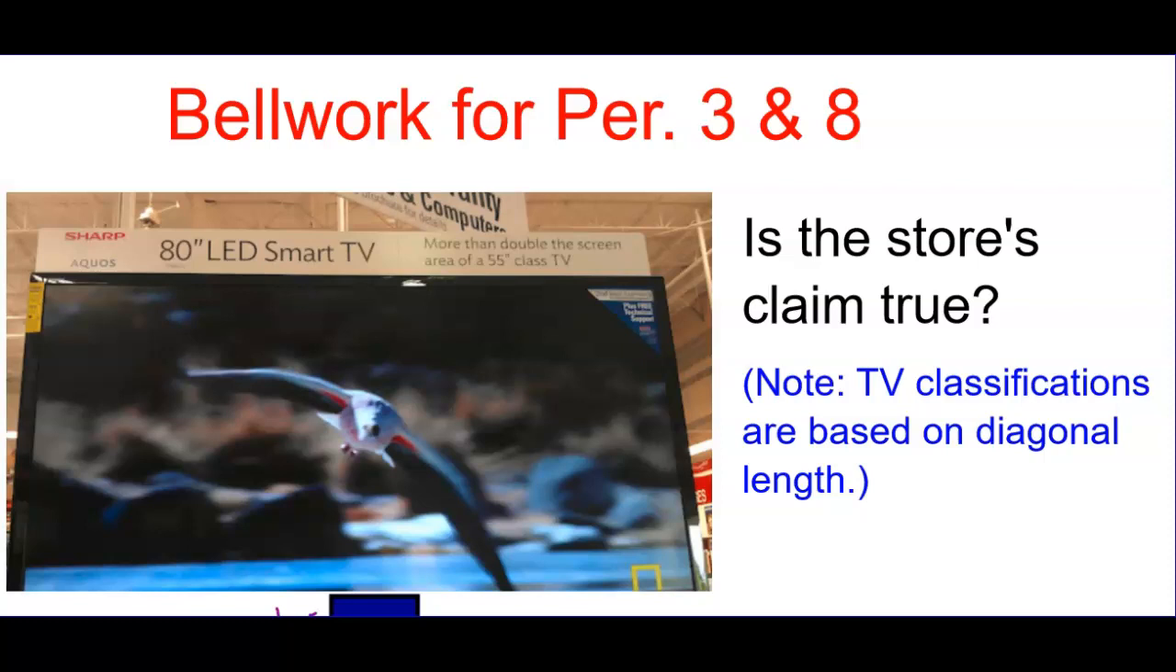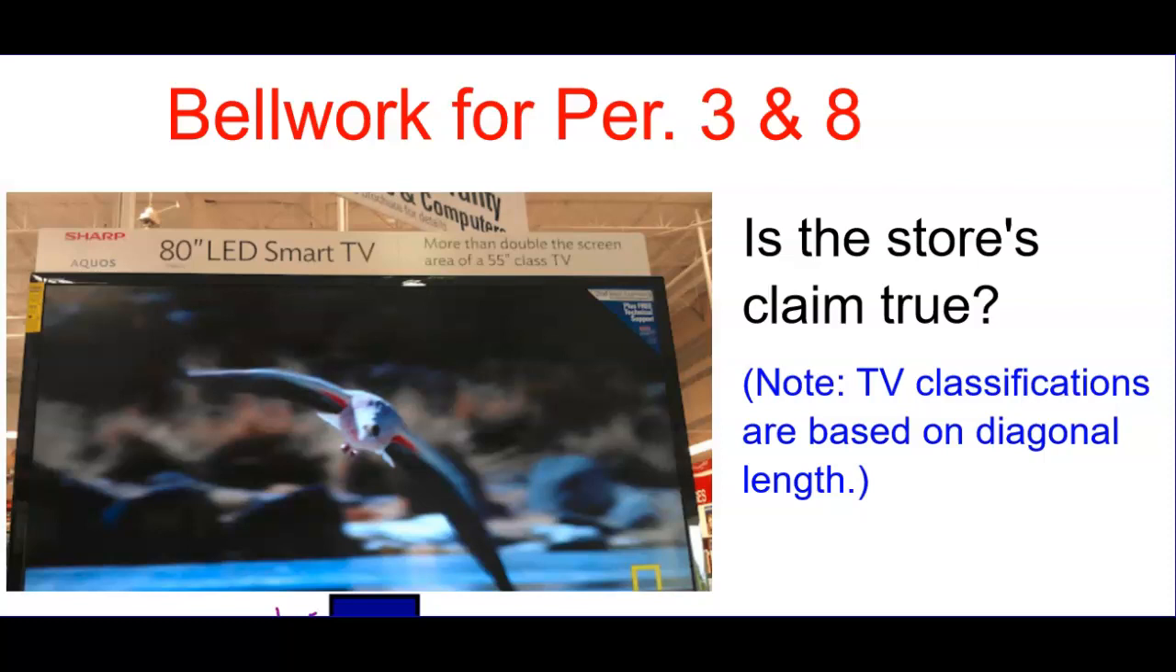So this picture was taken in a store. It looks like a Staples. And the smart TV is an 80-inch TV. And the claim at the top, the advertisement, is that it's more than double the screen area of a 55-inch class TV. Question is, is the store's claim true?